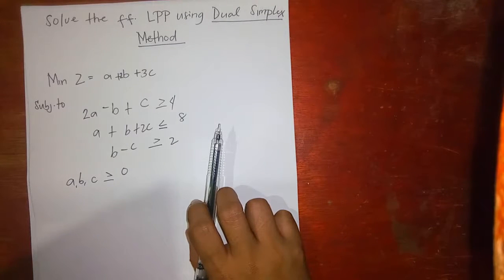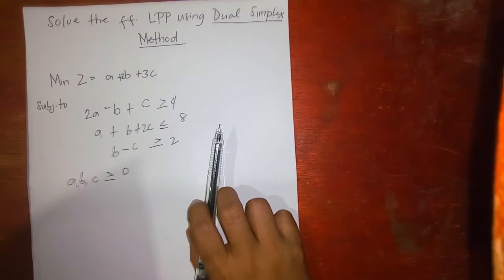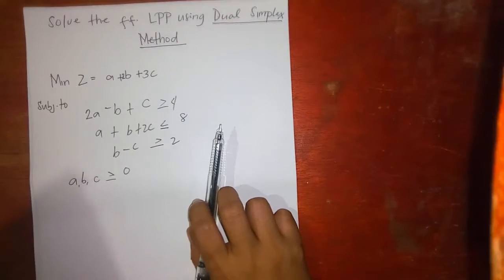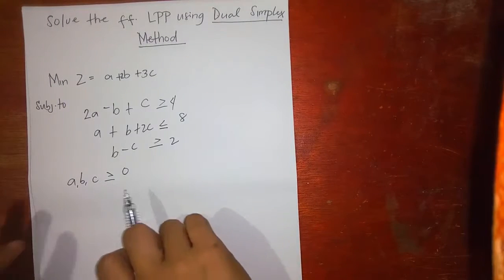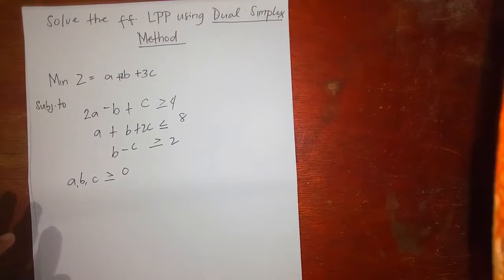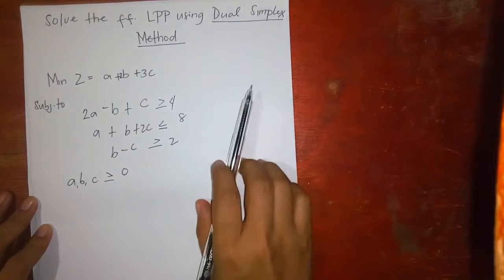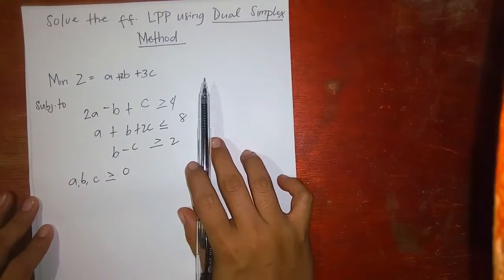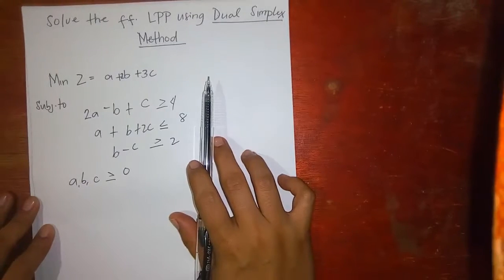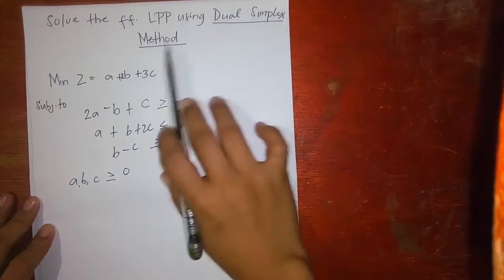If the problem is feasible in an iteration, then the procedure will be stopped because the solution obtained is already feasible and optimal at that stage. So in this problem, if we already got all positives, it means we already reached the optimality, or it means this is already a feasible solution. So now let's start. The problem here is to solve the following linear programming problem using the dual simplex method.